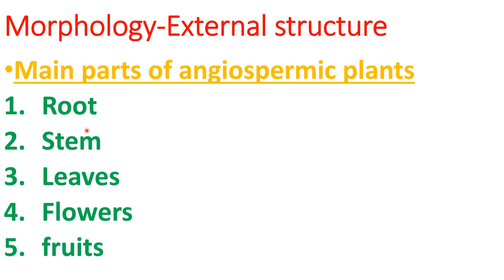Okay, these can be divided into root system and shoot system. A root system includes the root and all the root hairs, and the shoot system includes all these parts: stem, leaves, flowers and fruits, right? So let's start with the root, first main part of the angiospermic plants in their morphology.